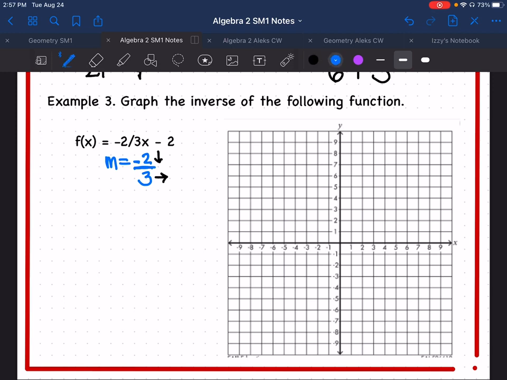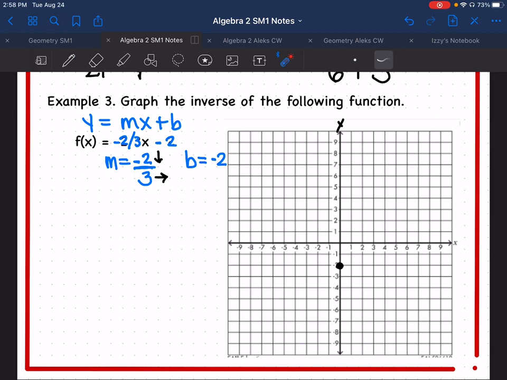Well, I have to know where to start graphing, and that is what b is for, my y-intercept, which is -2 in this case. So I took my y equals mx plus b, and I found m, and I found b. I'm going to use these two to help me graph. So I'm going to start on the y-axis at a point at -2.